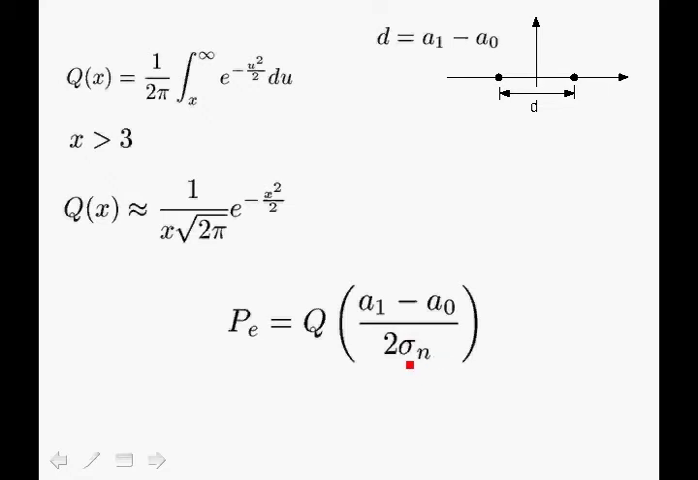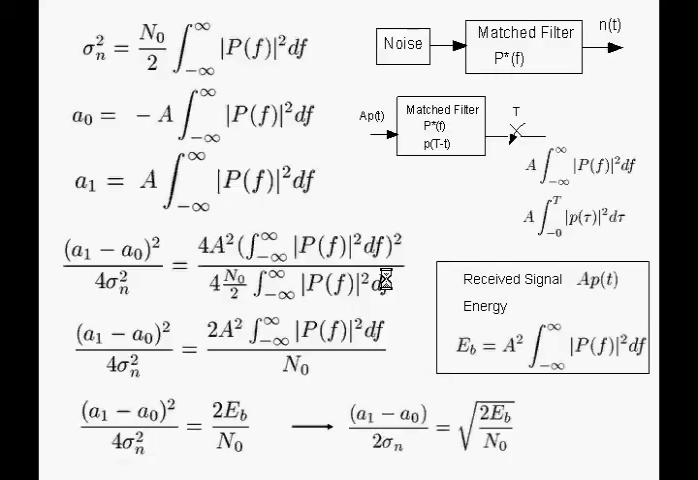Now, it'll be convenient to actually square this term as shown over here and then substitute for a1 and a0. So if we do that, since we have 4 times sigma n squared, we can substitute for sigma n squared over here, and this is the expression over here for sigma n squared. Now a1 minus a0, if you look at this expression here, becomes 2a times this integral, and when we square it, we get 4a squared and the integral squared.